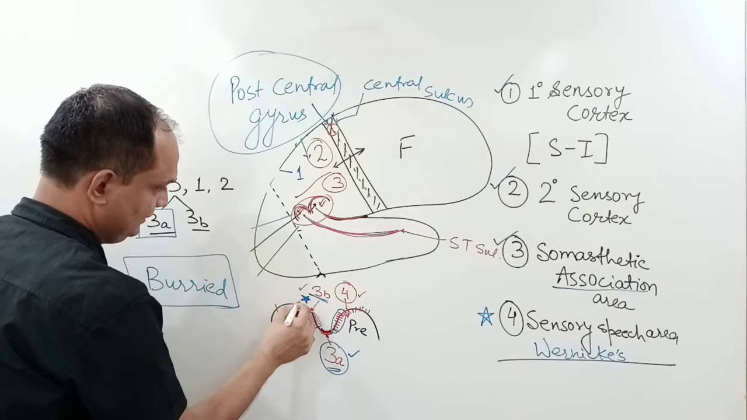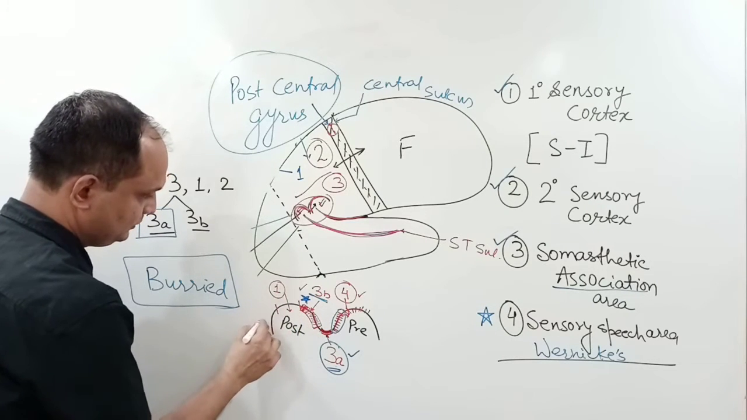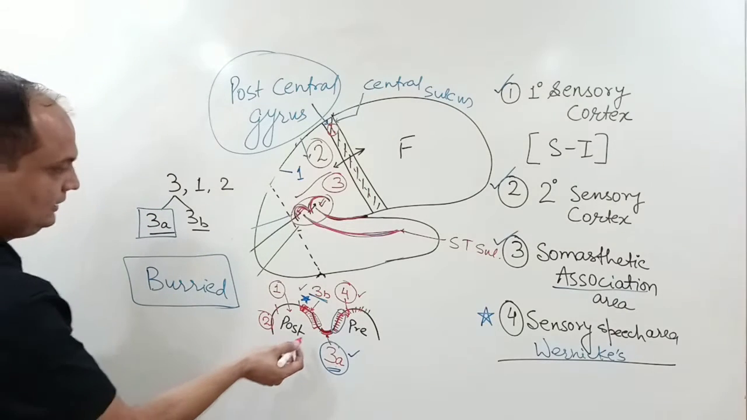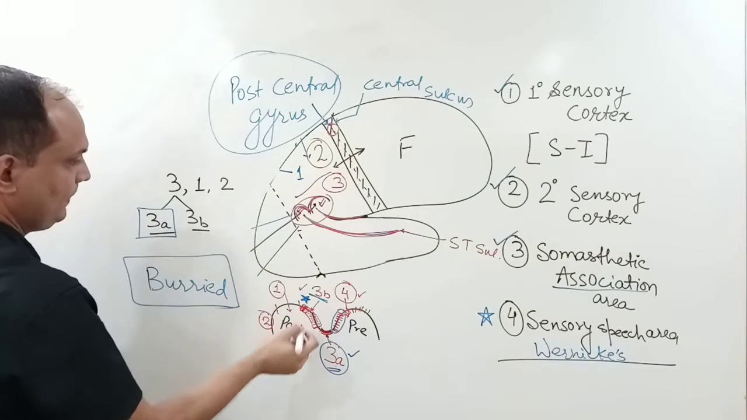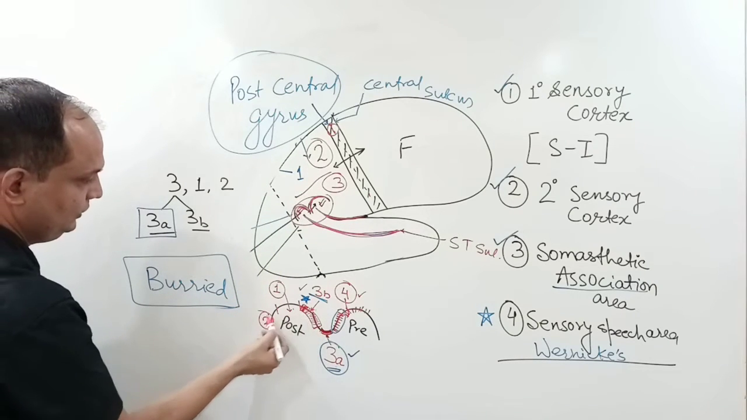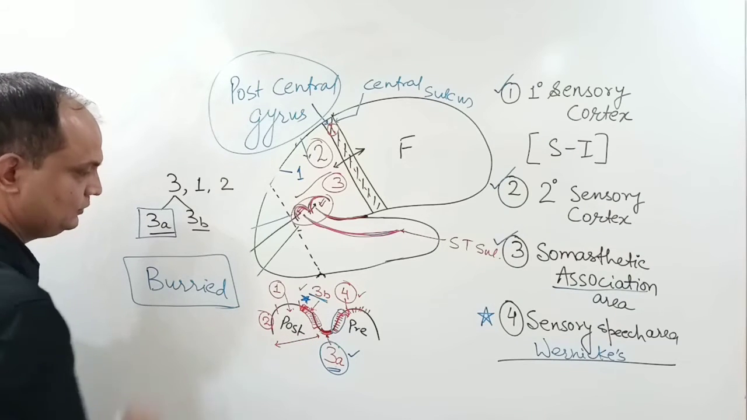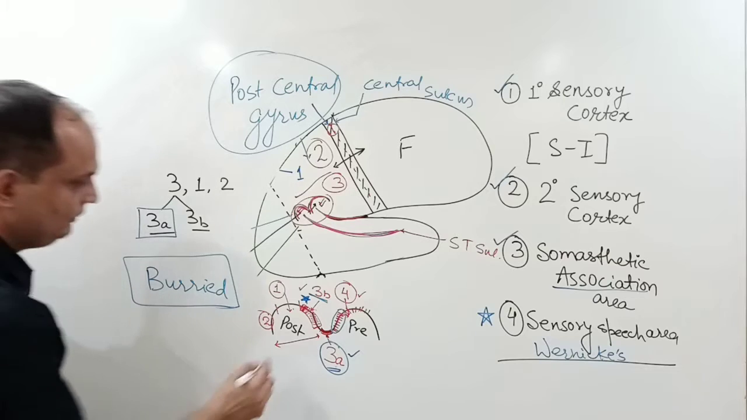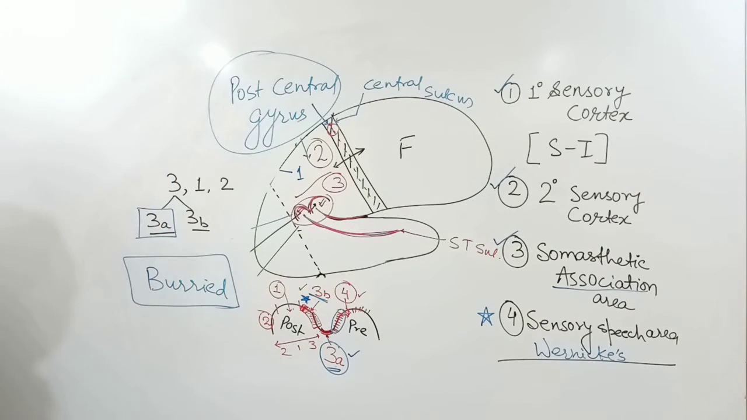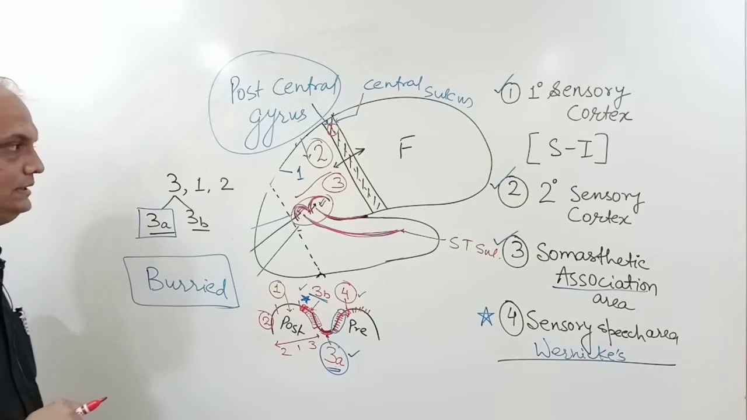Here the center part is occupied by Brodmann area number 1, and the posterior-most is area 2. So when you see it in the book, you will have the sequence 3, 1, 2 Brodmann's areas. When we look at this postcentral gyrus, this is how we label 3, 1 and 2. So that is about the position of the primary sensory cortex.